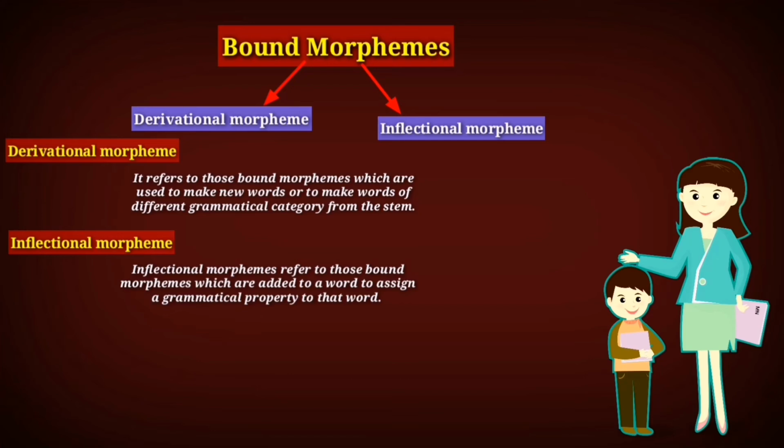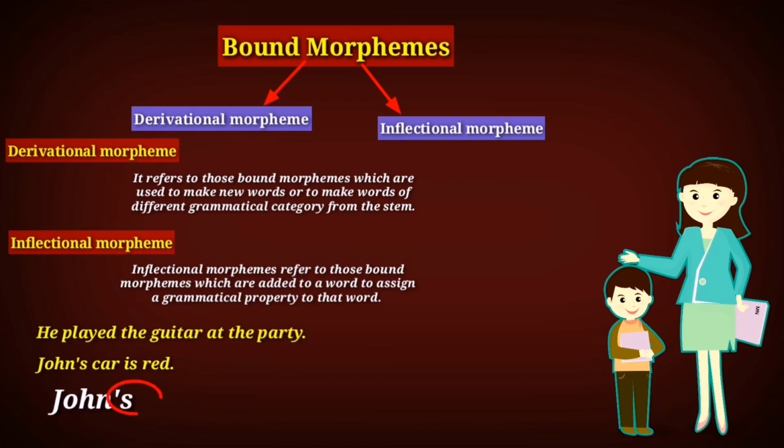For example, look at this sentence. She played the guitar at the party. Here look at the word played. Here ed is an inflectional morpheme because it shows that it is past tense. And look at another sentence. John's car is red. Here the apostrophe with s is an inflectional morpheme because it does not change the category of the word but shows us possession.